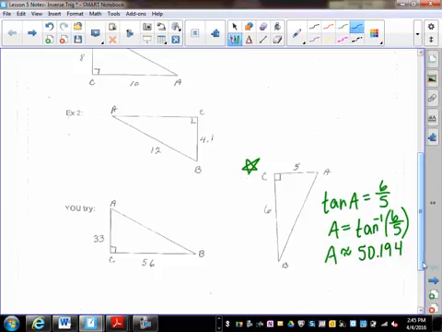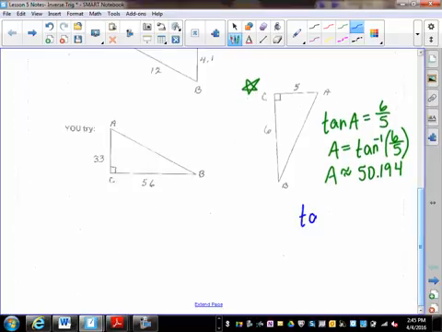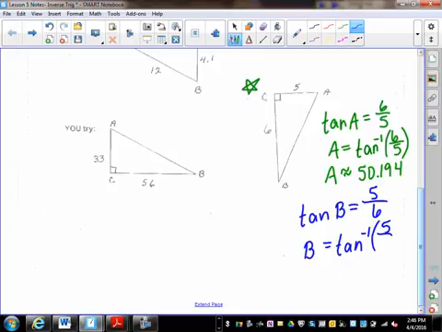All right, so we found A. Now let's find B. Again, we can use tangent, right? We still have opposite and adjacent. So tangent of B would be 5/6. So then B is the inverse tangent of 5/6. So what is B approximately? 39.806. Sorry, thank you.